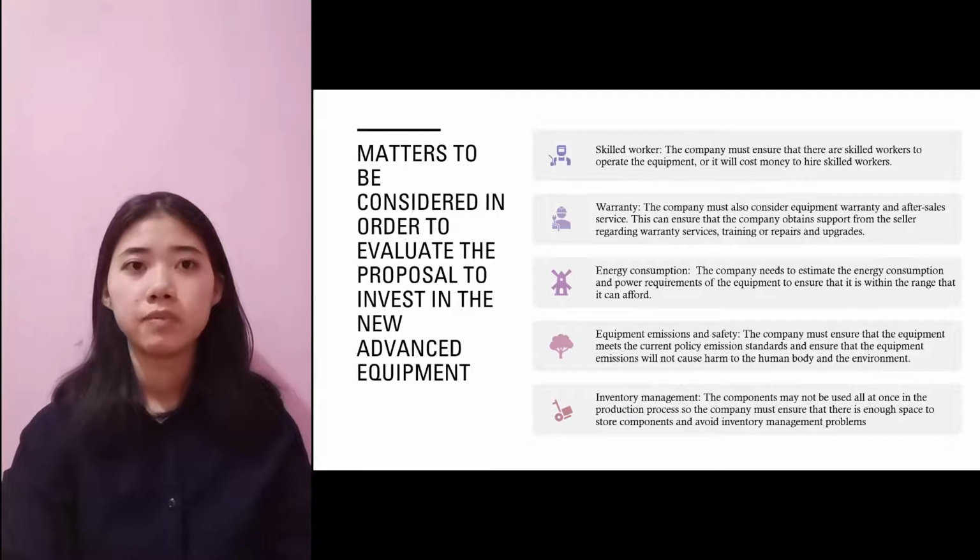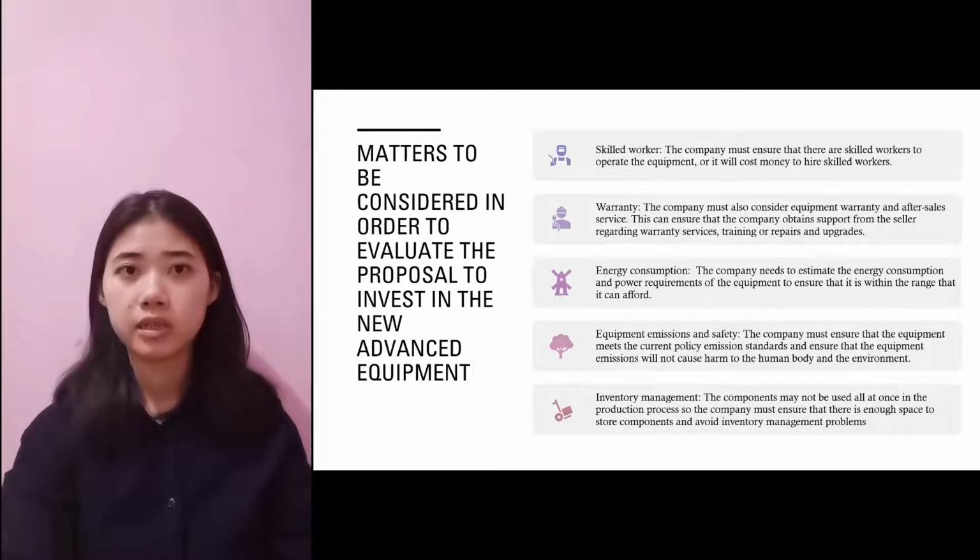Lastly, inventory management should be considered because these components may not be used all at once in the production process. Therefore, the company must ensure that there is enough space to store the components and avoid inventory management problems.